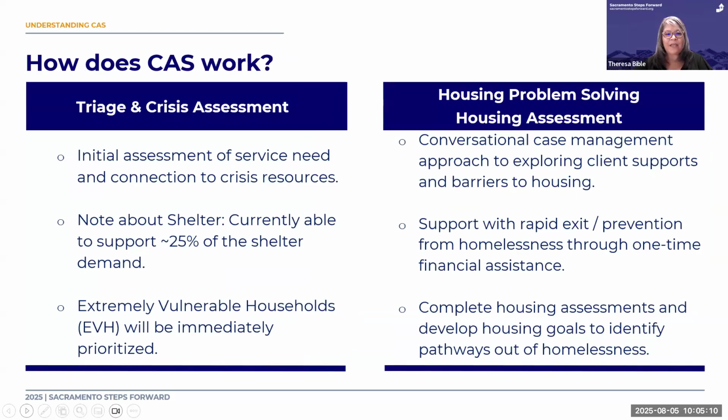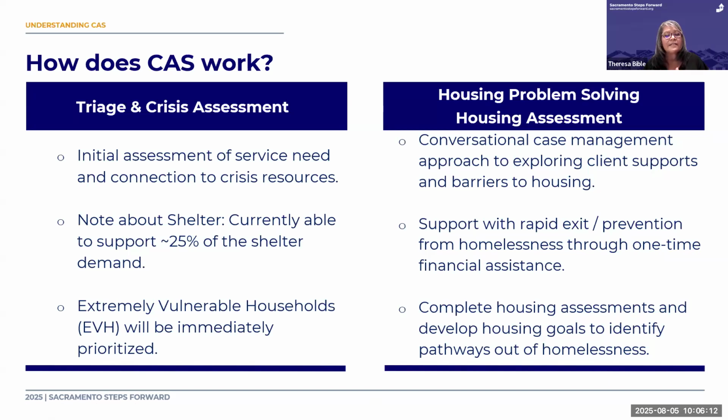So, how does CAS work? So, CAS comes into two different separate options. So, first, we do our triage and crisis assessment. So, what does that mean? We do an initial assessment of service and the needs, and we connect those clients to crisis resources based on those assessments. There are currently not enough beds in our community to support all the unhoused people. We do our best to keep those beds filled every night, and we work in conjunction with 211 to keep those beds filled. We definitely have something in place that when we identify an extremely vulnerable household, those clients will be immediately prioritized.